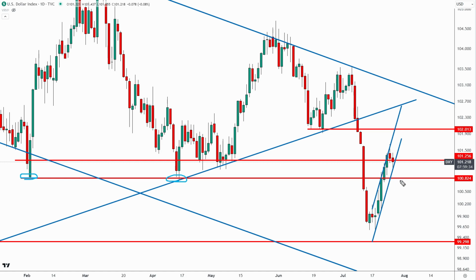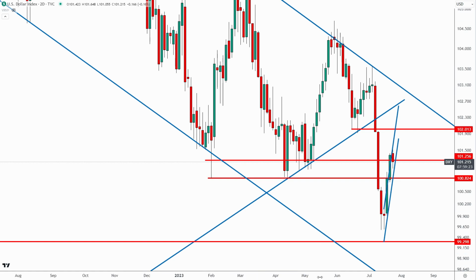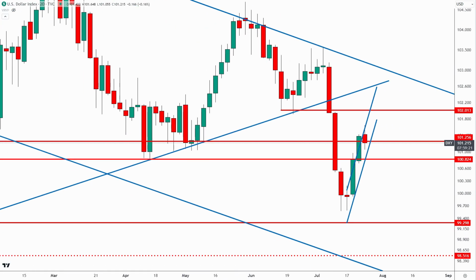So this is going to be critical support now for the DXY. And this is why I'm leaning a little bit more bullish on the dollar right now, just because we did see that reclaim. Furthermore, you can see on the 2-day time frame, if you look back here at 101.25, we have a lot of closing prices through this area. So far, the market is trying to hold on to that as new support.